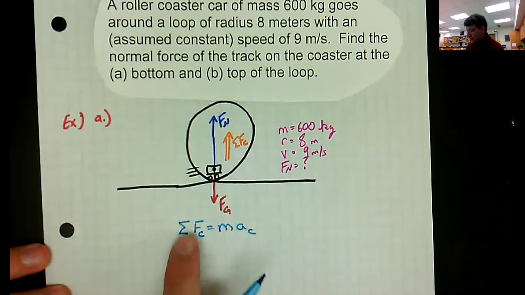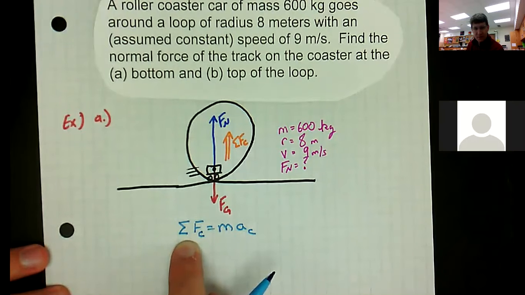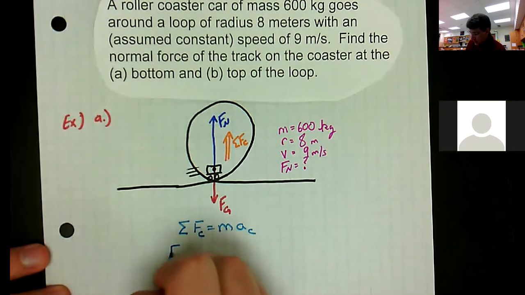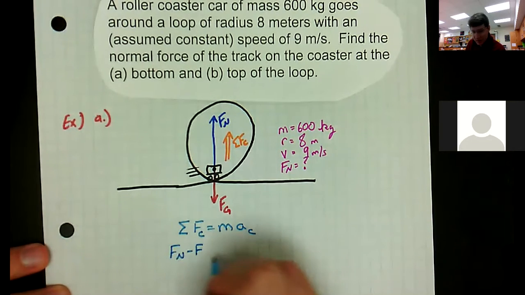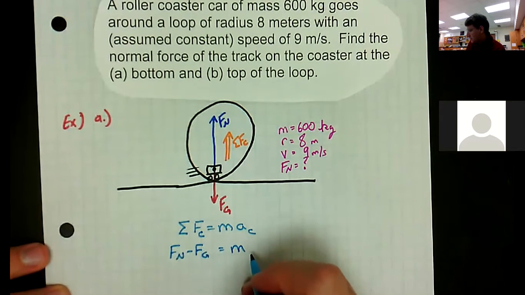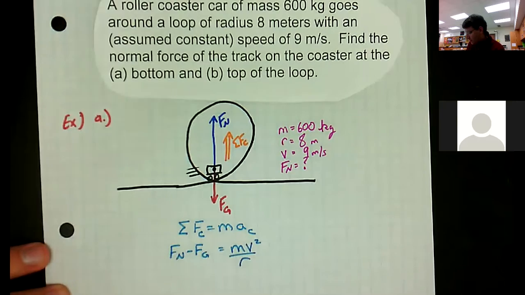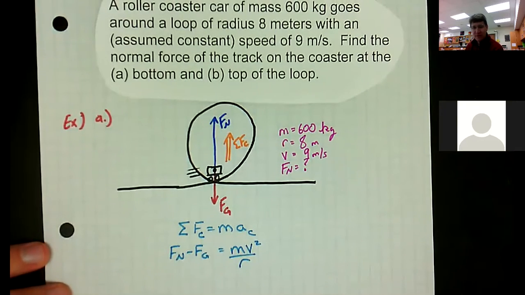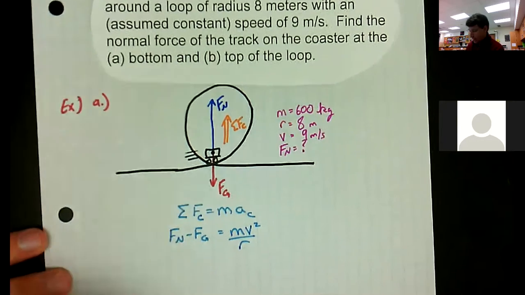And in this case, the centripetal force is equal to what minus what? What do we think? Force normal minus force gravity. Yeah, normal minus gravity. Yep. Equals M. And then remember, we have the equation for AC from our notes from last time. So it's V squared over R. So I'm going to say Fn minus Fg is equal to mv squared over R.